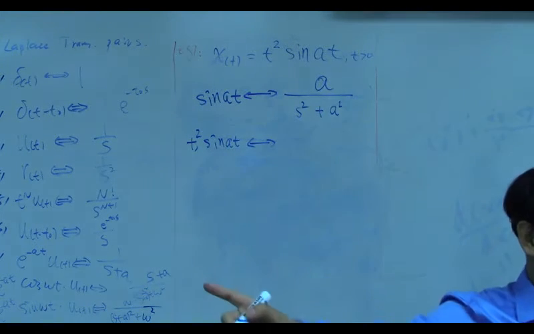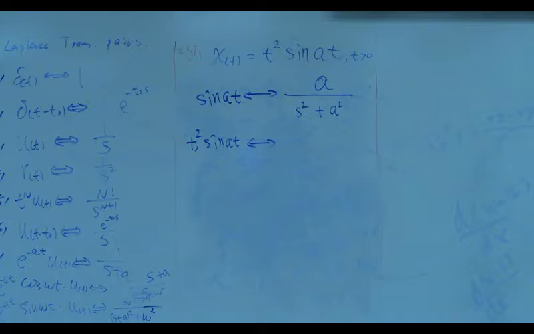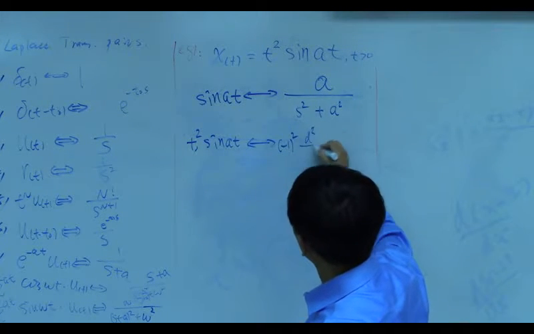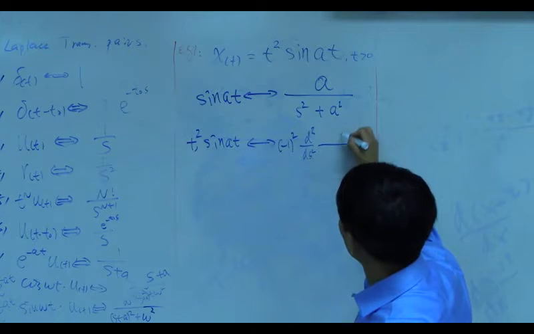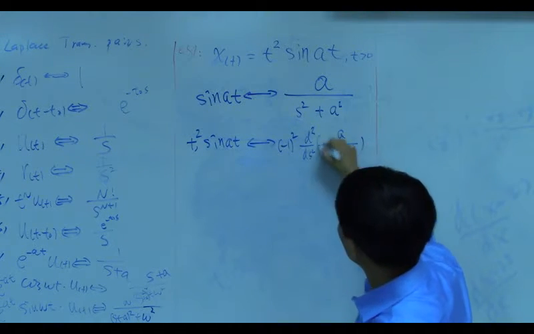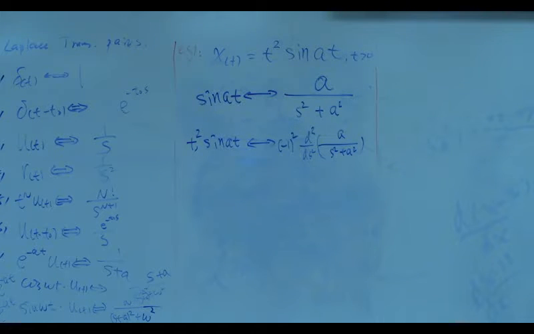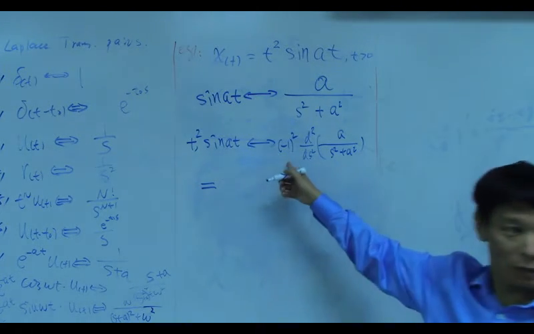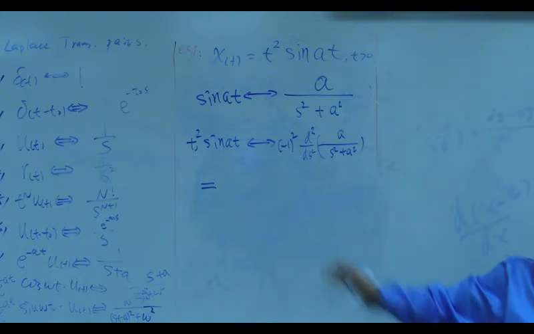How to deal with this one? What property? Multiply by t squared means take the second order differentiation with respect to s of the Laplace transform, then multiply by negative 1 to the power of 2, which is 1. So this one will be equal to negative 1 to the 2 times d squared over ds squared of a over s squared plus a squared. Negative 1 squared equals 1, so we just ignore this.